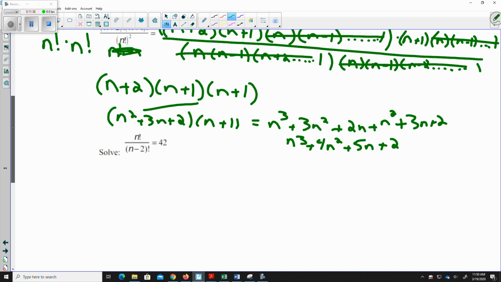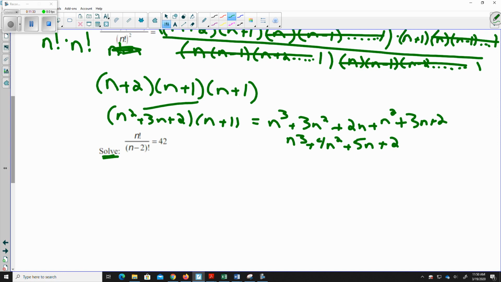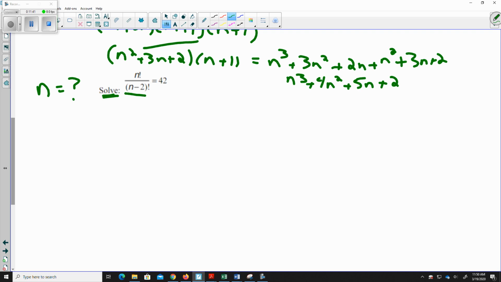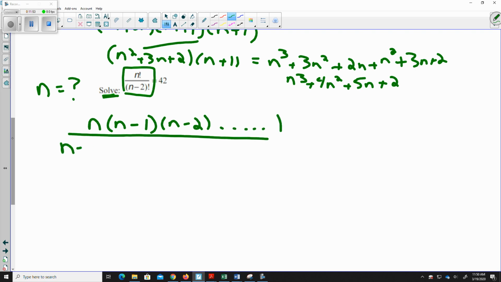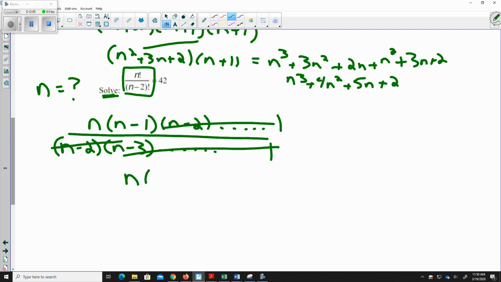Now, for this one, we're solving for n. So we got to find out what n equals. All right, we do it the same way that we did before. So we write everything out, top and bottom, just for this part here with n. So n factorial is n, n minus 1, n minus 2, down to 1. N minus 2 factorial is going to be n minus 2, n minus 3, all the way to 1. So now these are all going to be the same. So I can cancel out all that. So now I'm just left with n times n minus 1 equals 42. Then I can solve for n.